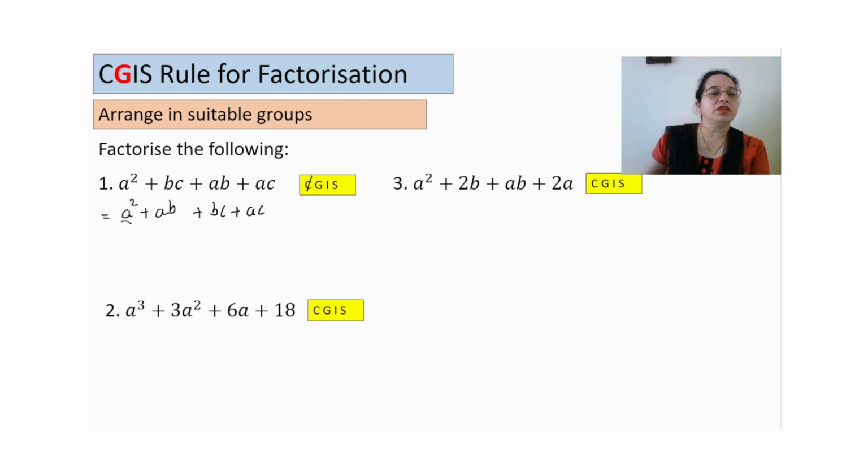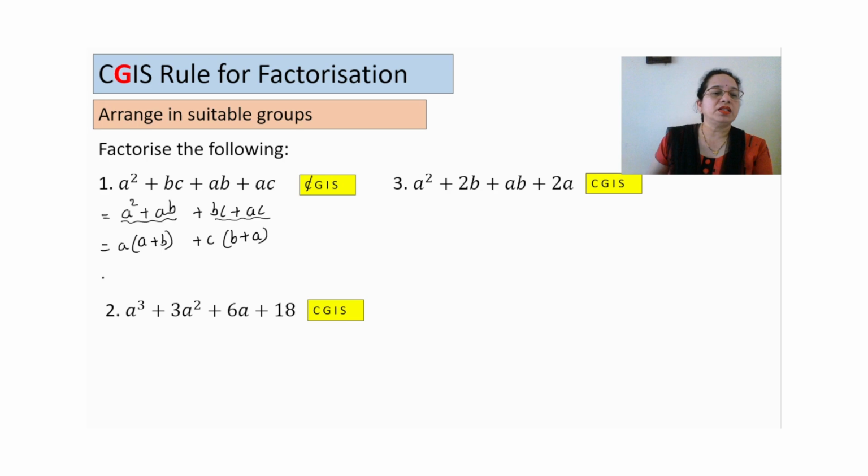So from the first two you can take A common. So what is left inside the bracket? A plus B. Now with these two you can take C common. So write down C common. What is left? B plus A. Now here we have A plus B and B plus A.